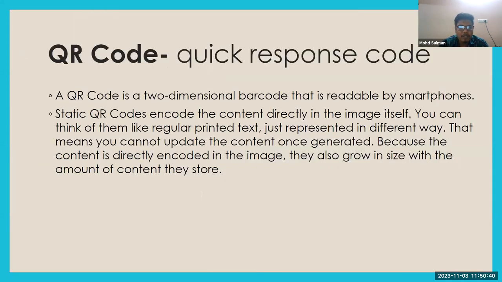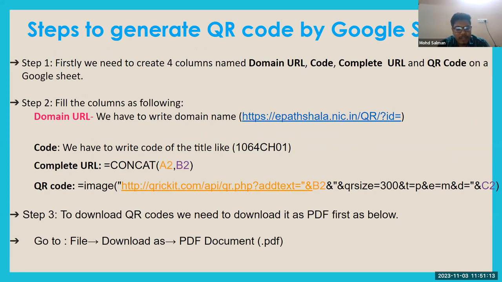Next slide is the QR code, the quick response code. A QR code is a two-dimensional barcode that is readable by smartphones. Static QR codes encode the content directly in the image itself. You can think of them like regular printed text, just represented in a different way. That means you can't update the content once generated. Because the content is directly encoded in the image, they also grow in size with the amount of content they store.